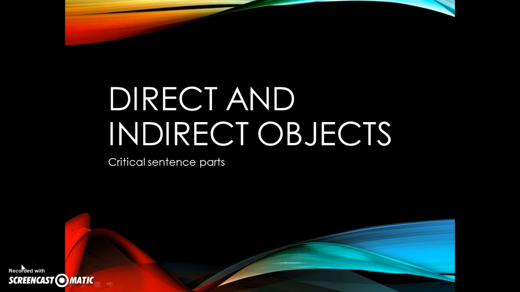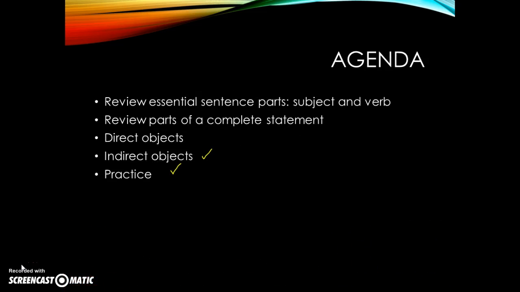This is a look at some critical sentence parts. We will review essential sentence parts, the subject and verb, in this lesson, and then review parts of a complete statement. We'll then look at direct and indirect objects, and we'll end with some practice.